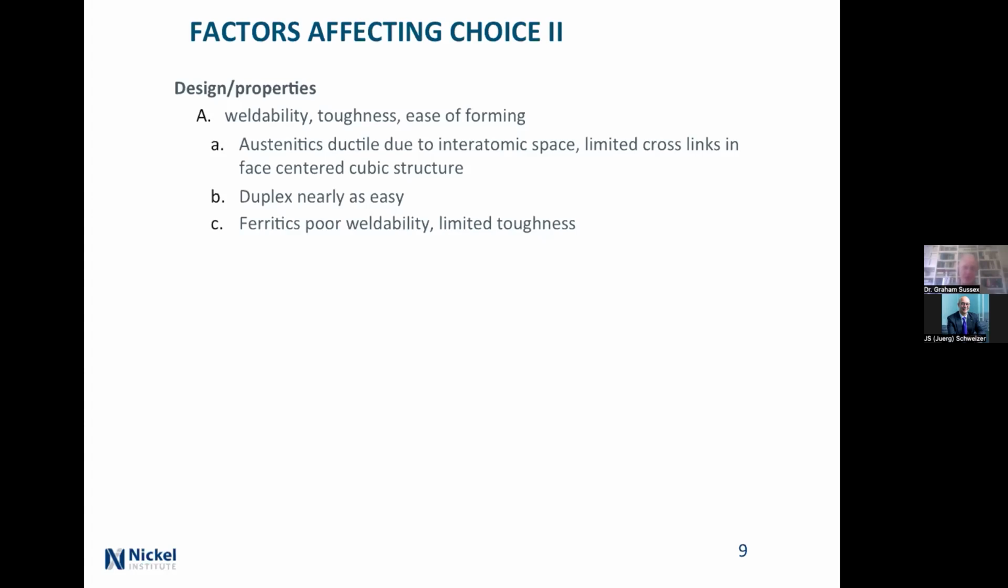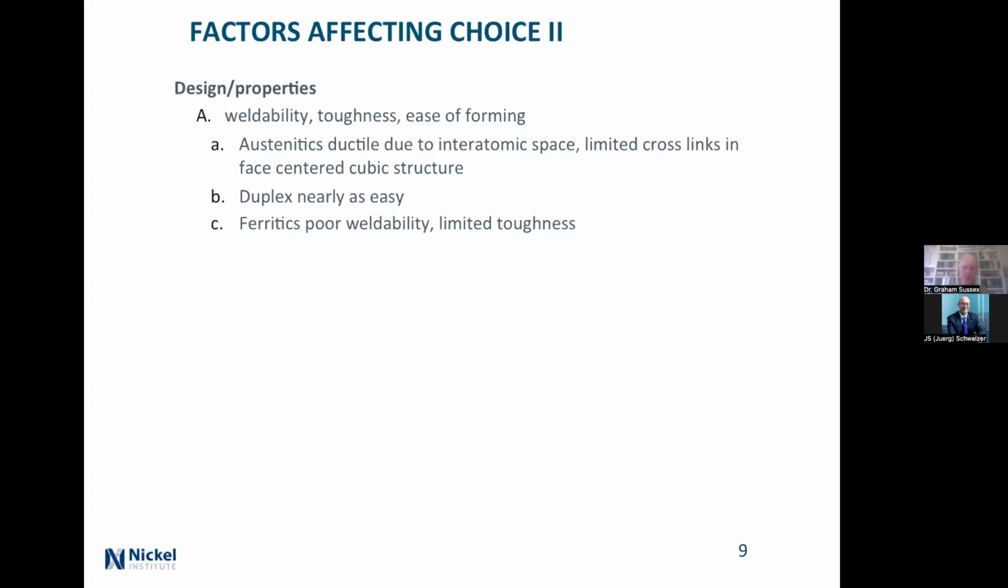The duplexes are nearly as easy, and they have a mixed microstructure. About half is ferritic and about half is austenitic. But they have one or two limitations relating to low temperature or very high temperatures.